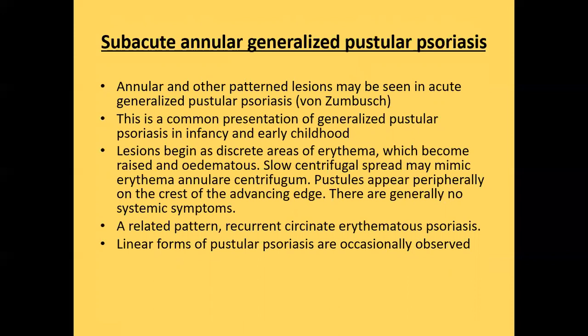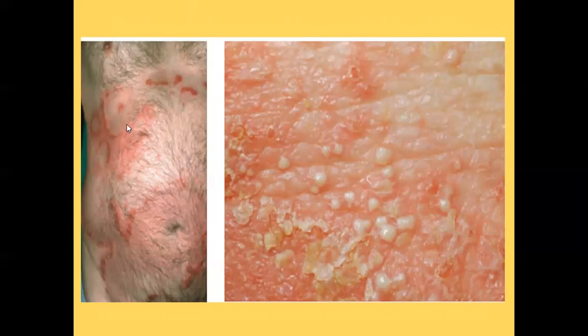Then the second type is the subacute annular or arcuate generalized pustular psoriasis. Annular or other patterns of lesions may be seen in acute generalized pustular psoriasis, but this common presentation is seen in infants and early childhood. There are discrete areas of erythema which become raised and edematous, with centrifugal spread that may mimic erythema annulare centrifugum. Pustules appear peripherally on the crests of the advancing edge. The systemic symptoms are absent. A related pattern is a recurrent circinate erythematous psoriasis. This is arcuate or annular pustular psoriasis.